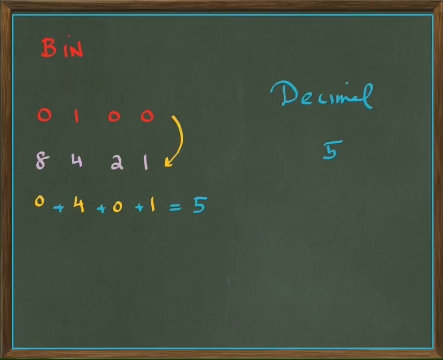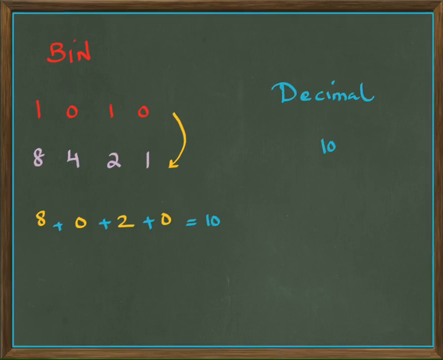Last example of binary to decimal, 0100. Multiply correspondingly with 8421 and you get the answer as 5. Another example, 1010. Multiply it with 8421. Multiply each term carefully, add it up, you get the decimal value 10.